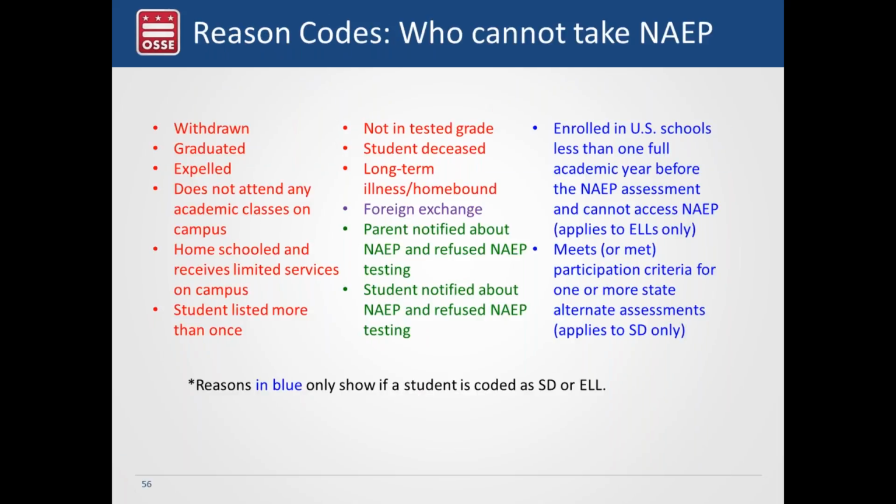These are the reason codes why a student cannot take NAEP. The items in red indicate that the student is not available or not at the school for whatever reason. Either the student is withdrawn, maybe the student is not in this tested grade, maybe the student has a long-term illness or doesn't attend class at your particular location. In purple, if you have a foreign exchange student, you would need to indicate that. In the green are the refusal codes.